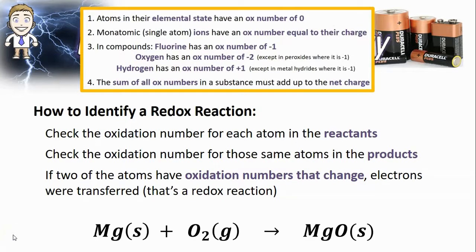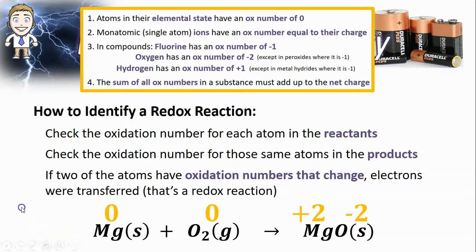Let's bring back my magnesium and oxygen reaction one last time and use our oxidation number rules to assign oxidation numbers to all the atoms in the reactants and also in the products. That's easy for Mg and O2 because they're both elements, so they're both automatically going to be 0. Here in the products though, now they're in a compound, specifically an ionic compound, so I can go by the charges of these two atoms, Mg with a +2, oxygen with a -2.